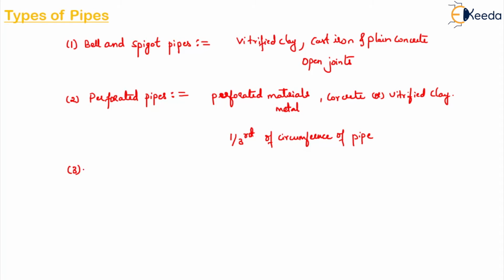The next type of pipe that is used are the pervious concrete pipes. As the name itself indicates, they are made up of concrete. These types of pipes will collect the water by the seepage through the pores of the concrete wall of the pipe, and also these will have sealed joints.